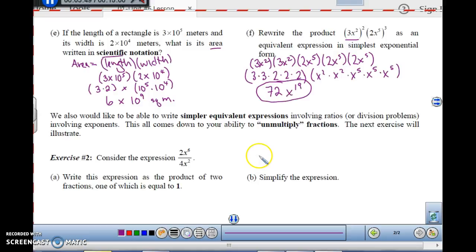All right, so that's a quick review of the rules for exponents. When you multiply the same base, you add the exponents. Writing an exponent means you multiply the base however many times the exponent says. All right, let's do some simpler equivalent expressions.